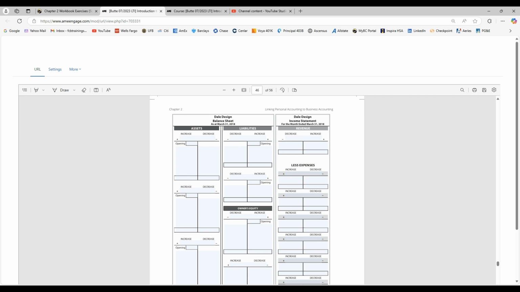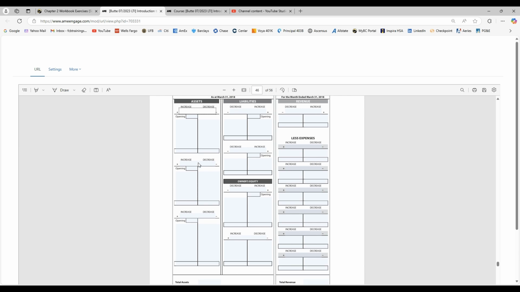Okay, so what we want to do here is start with our beginning balances. One thing to note in this problem is that we don't have any beginning balances, because as this problem indicates, this individual opened this business on March 1st. So the beginning balances will all be zero, essentially. So we don't have to put any beginning balances in.